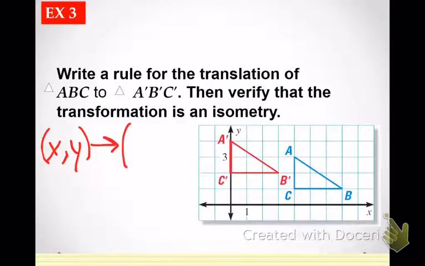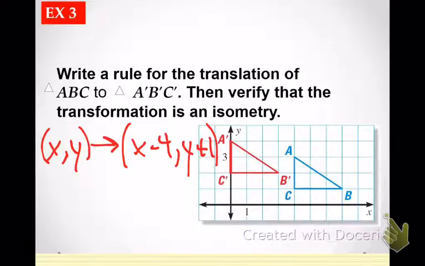If we go from C to C prime, what do we do to the x value? What are we doing horizontally? Sydney? Subtracting 4. And the y value, we do what? Plus 1. We go up 1. So it's x minus 4, y plus 1.